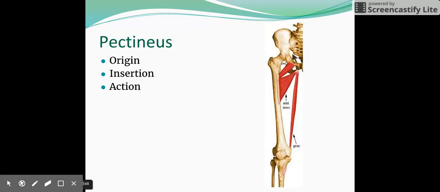Next, we have the pectineus. The pectineus is right here. There are 3 muscles listed on this picture. Here's the pectineus. It's really kind of small. Its origin is on the pubis. Its insertion is here on the femur. And its action is to adduct the thigh, so to bring the thigh in to the midline.